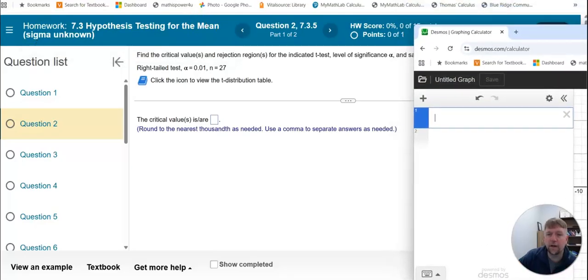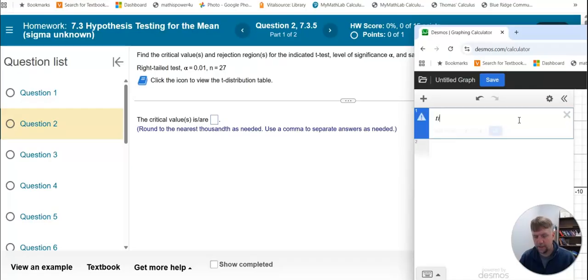When I'm looking for critical values in the t-distribution, I'm going to use TDIST. Open the parentheses, the degrees of freedom is one less than the sample size. So a sample of size 27, I have 26 degrees of freedom. Now this wants to know shift and scale. Go back and look at the videos from confidence intervals if you want to learn how to use that for different types of critical values. But for critical values in the hypothesis testing process, we don't need a shift or a scale.